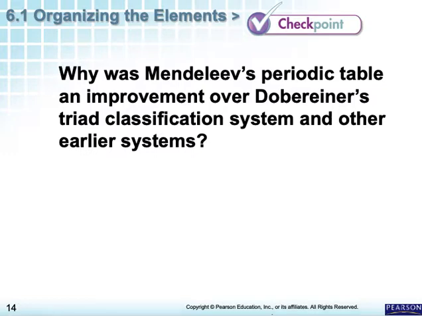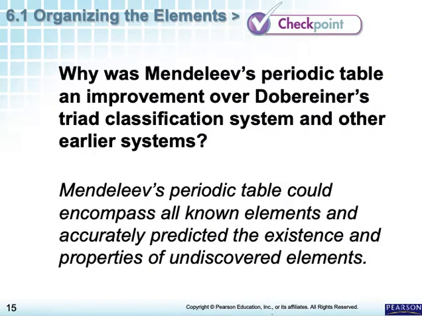So, why was Mendeleev's periodic table an improvement over Döbereiner's triad classification system and other earlier systems? He could use his table to predict compounds or elements that were not yet discovered. And so that was very, very important. You might put a star by that.